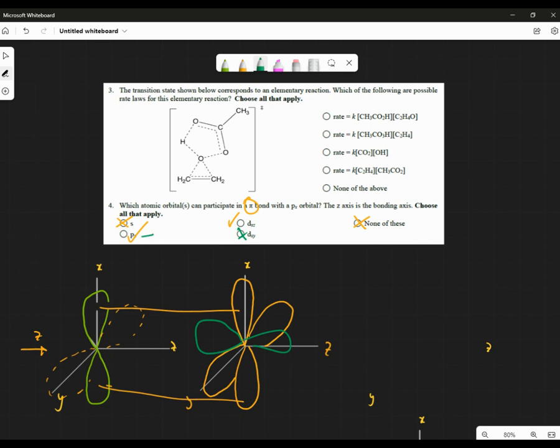So the answer to that one is this one and this one. I hope that makes sense. I don't think I've been very clear on that, but maybe you've got the idea now. It's an orientation thing. It won't overlap with it. Okay, let me have a look at number 5.